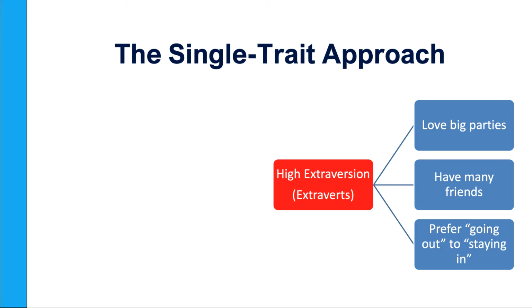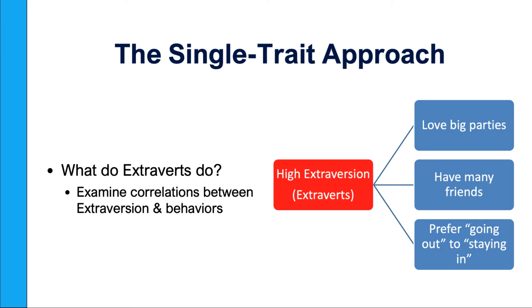And then you would research the types of behaviors that extroverts engage in. And so this research might identify that people who are high in the personality trait of extroversion love big parties, tend to have many friends, and prefer going out to staying in. This is an example of using the single trait approach to get a better understanding of what individuals who score highly in extroversion do. In this case, they examined the correlations between extroversion and behavior.